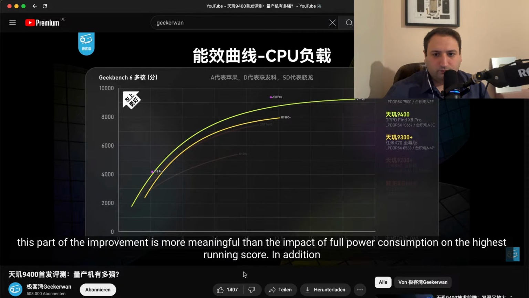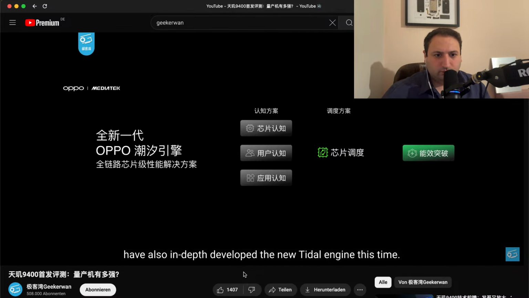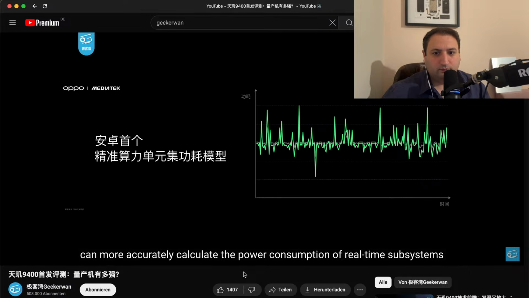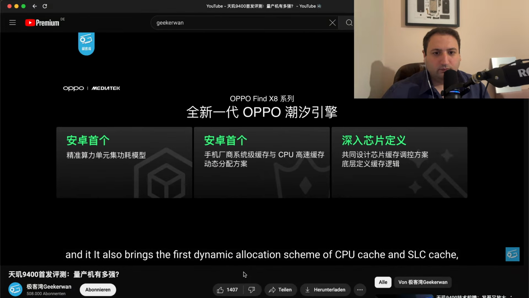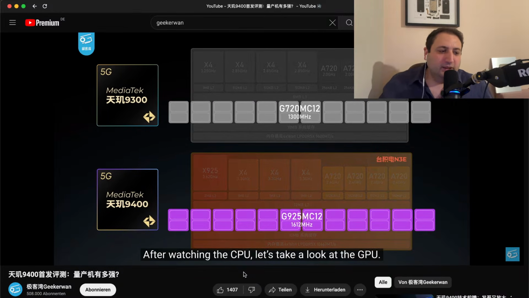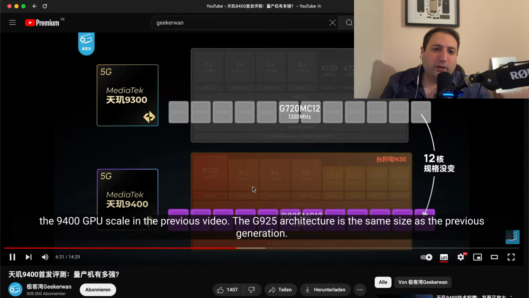高跑分有意的多啦！除了硬件之外呢，其实 OPPO 和发哥这一次还一起深入开发了新的这个潮汐引擎啊，它带来了安卓的第一个精准算力单元级功耗模型，可以更精确的计算实时子系统的功耗，并且它也带来了第一个 CPU 缓存和 SLC 缓存的动态分配方案。 Okay, that's definitely the kind of access they don't have with Apple. 再来看看 GPU。我们之前一个视频已经讲了。 Okay, so those numbers then probably are very accurate, those power consumption metrics, because obviously they do not have the same kind of access as Apple. But if Oppo deliberately gives them access to even understand just how much cache is being utilized, yeah, that's pretty cool.